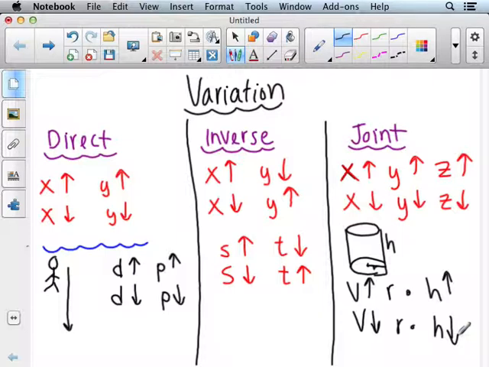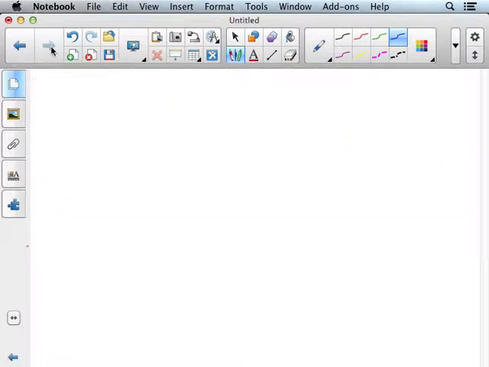And here, the volume actually doesn't just depend on the radius, but it depends on the radius squared. We'll get into that a little bit more later, because the formula for the volume of a cylinder is pi r squared times height. So it doesn't just vary jointly with the radius and the height, but it varies jointly with the radius squared and the height. So let's look a little bit more closely at direct variation.